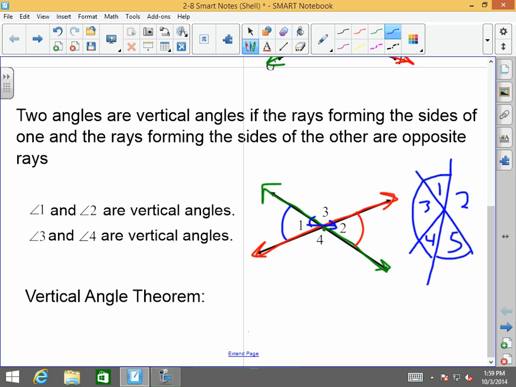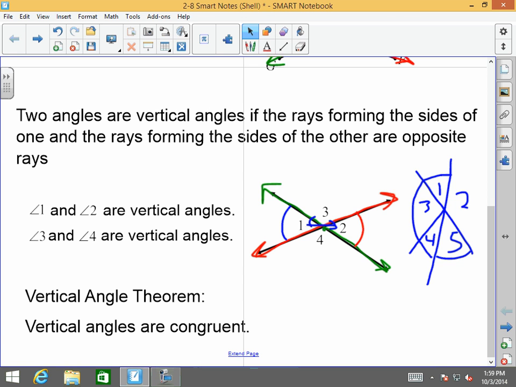Now, the easy part. Once you can recognize that, my friends, the vertical angle theorem is simply vertical angles are congruent. Done. Bye-bye. Have a good day. That's it. Vertical angles are congruent. So all you really have to learn here is how to recognize when you have vertical angles.